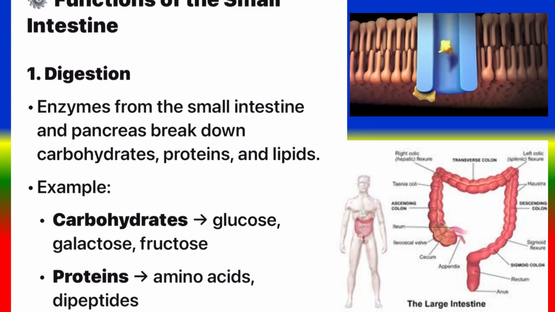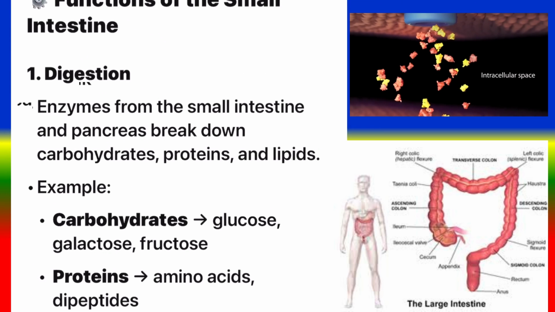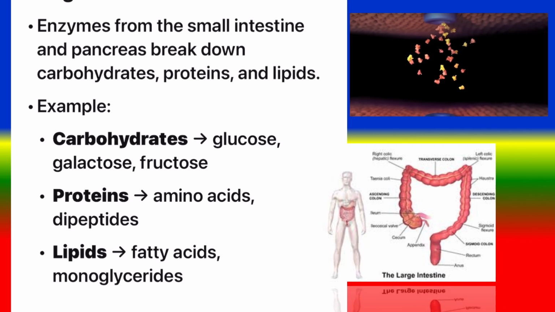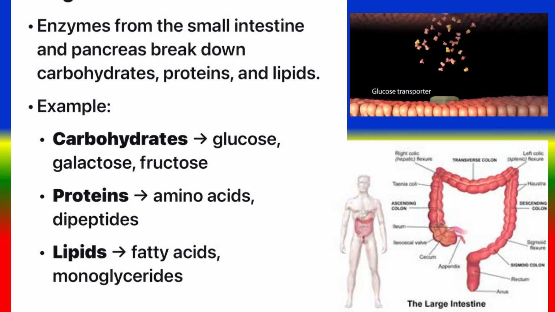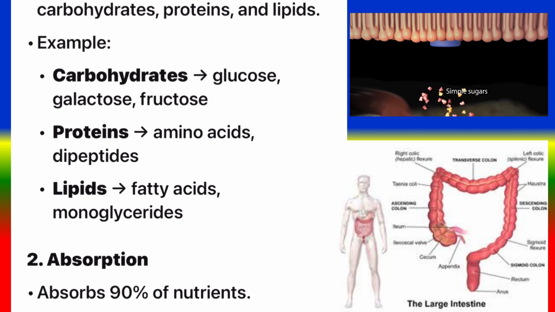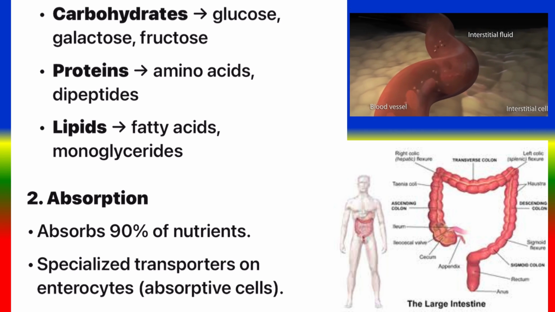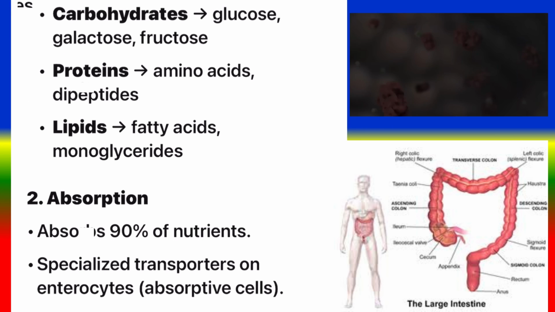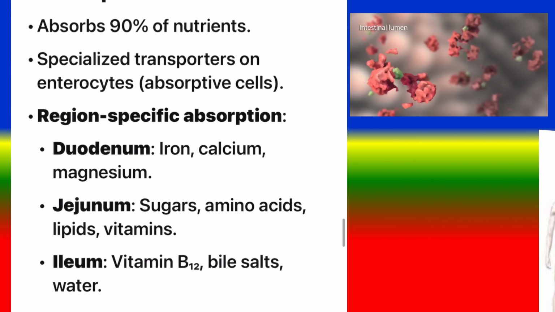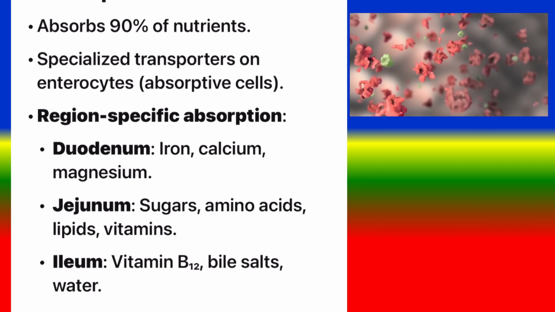Functions of the small intestine. 1. Digestion. Enzymes from the small intestine and pancreas break down carbohydrates, proteins, and lipids. Example: carbohydrates to glucose, galactose, fructose; proteins to amino acids, dipeptides; lipids to fatty acids, monoglycerides. 2. Absorption. Absorbs 90% of nutrients, using specialized transporters on enterocytes, the absorptive cells.